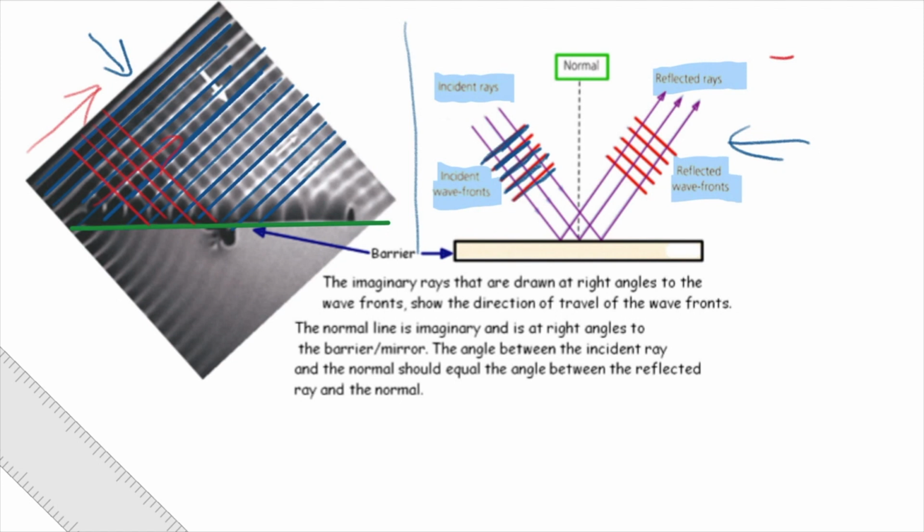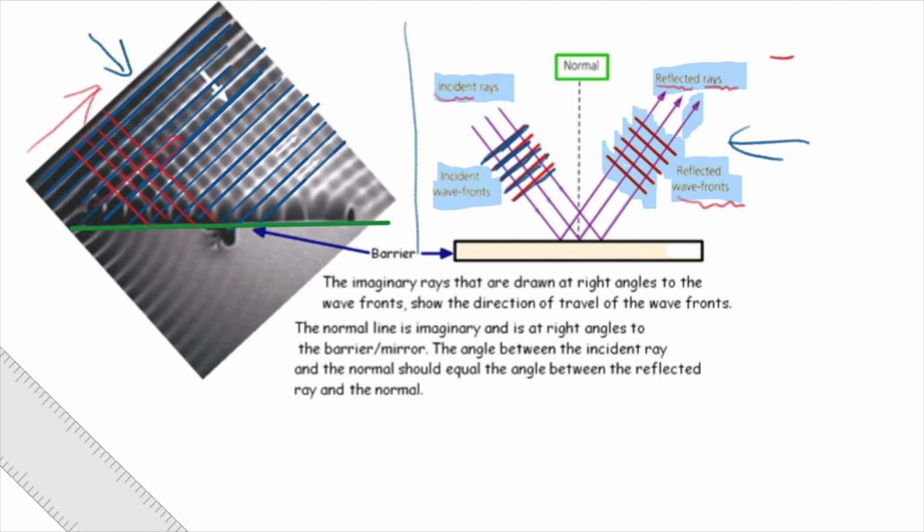Make sure you understand the difference between the words rays and wavefronts. The rays are shown by these purple arrows, and the wavefronts are shown by the lines perpendicular to those arrows. So we've got four words there. Let's just go through them again: incident and reflected, rays and wavefronts. Make sure you understand the difference.